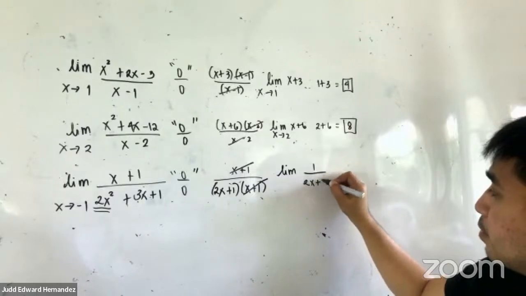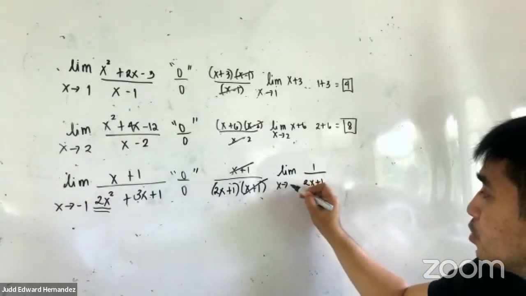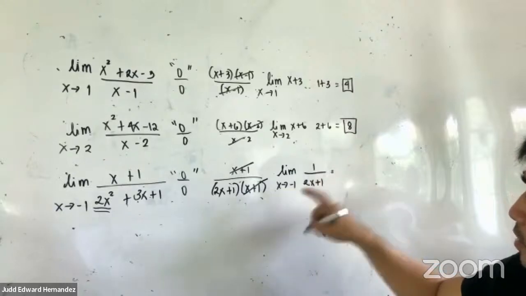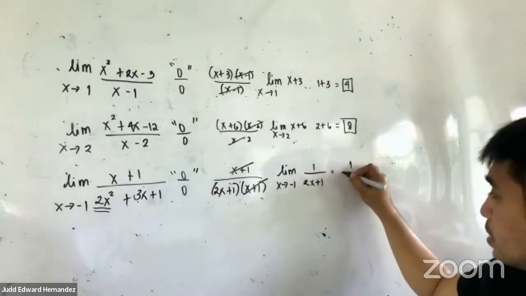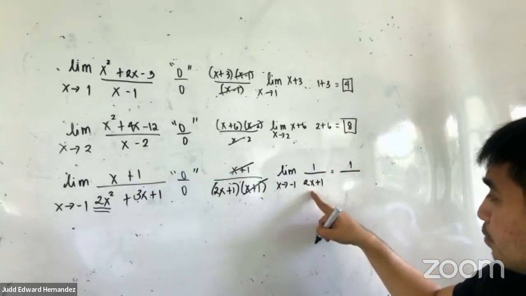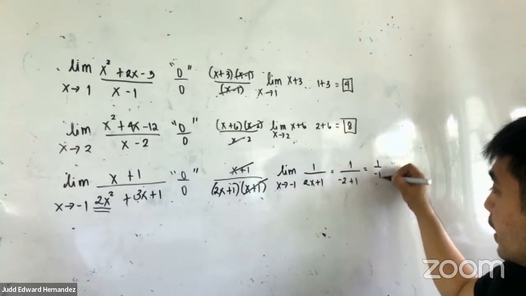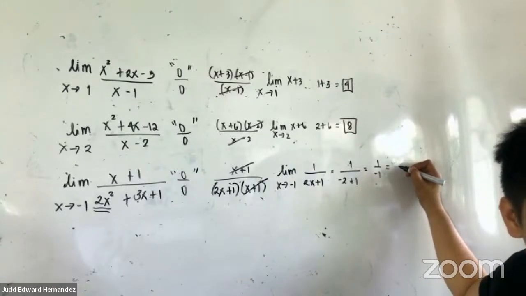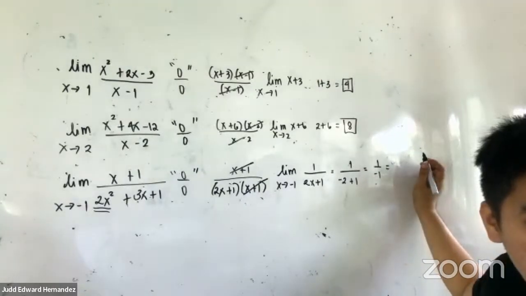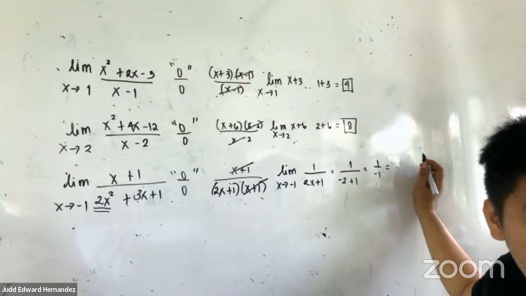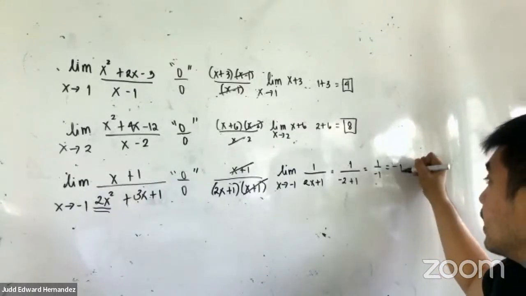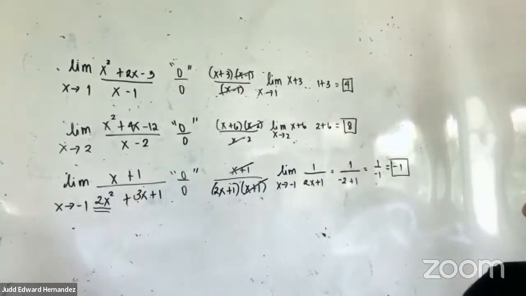over 2x plus 1, wherein x is approaching the value of -1. Substituting -1 into the equation, this becomes 1 over 2 times -1 is -2 plus 1. Therefore, that is 1 over -1. Or the answer is, what is our answer? The answer must be -1 po. -1. Okay? And that is our answer.